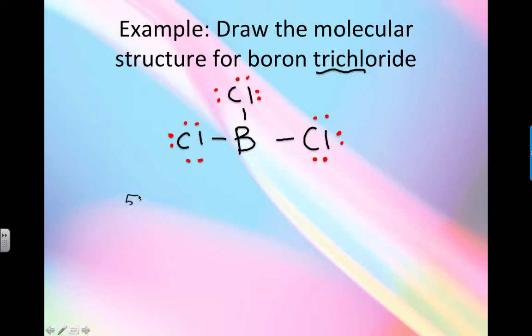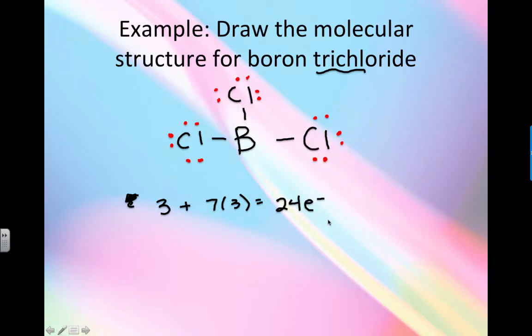Boron has 5, nope, that's a lie. Boron has 3 valence electrons, and each chlorine has 7. So 21 plus 3 gives us 24 total electrons. Let's count them up. 2, 4, 6 in the bonds. 8, 10, 12, 14, 16, 18, 20, 22, 24.